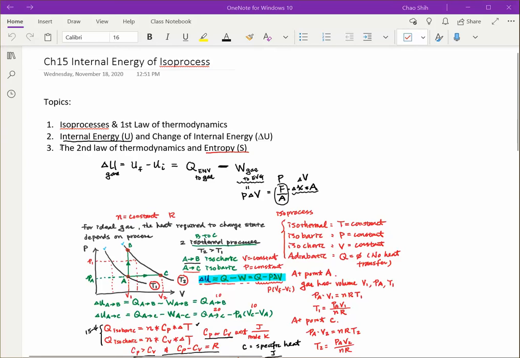We are also going to mention the second law of thermodynamics, and it is related to a terminology called entropy. You probably heard about this in chemistry. We actually have a way to calculate entropy as well. So these are the topics for this lecture.